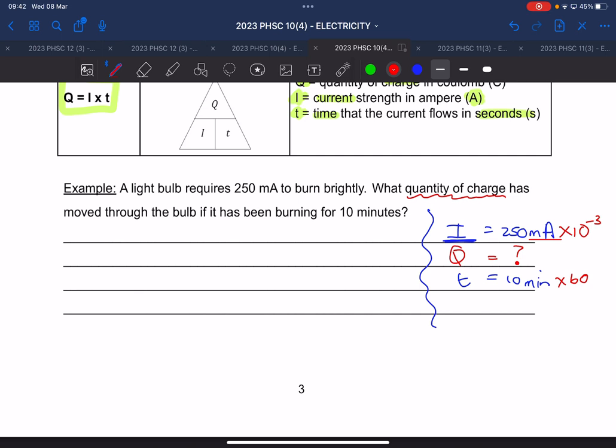Yes. The capital T is the period in waves. Alright, so we write down the formula. Q is I times T. The Q we want to get, the current is 250 times 10 to the power negative 3. And the time is 10 times 60.